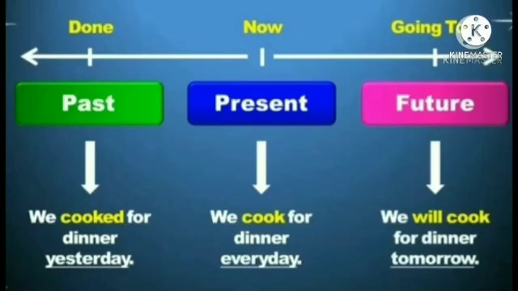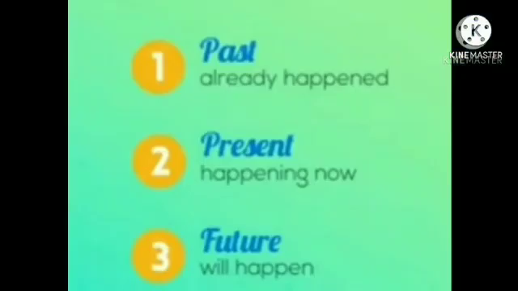Next, we will cook for dinner tomorrow. Here we are talking about the action that will happen in the future. Hence, will cook refers to future time and hence it is future tense. So, dear children, please remember past indicates the action that has already happened, present is what is happening now, and future is the action that will happen.